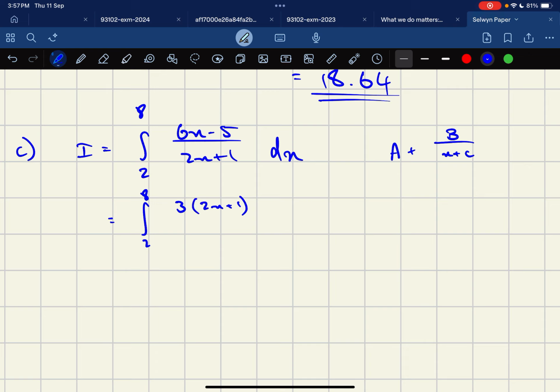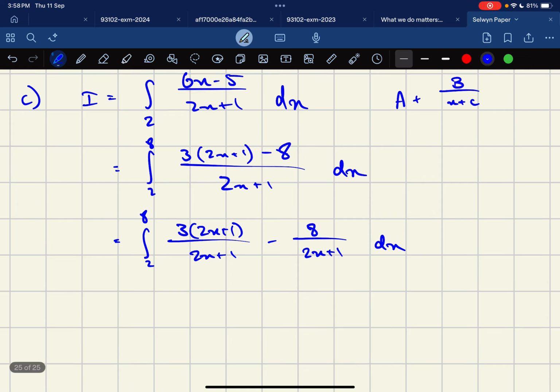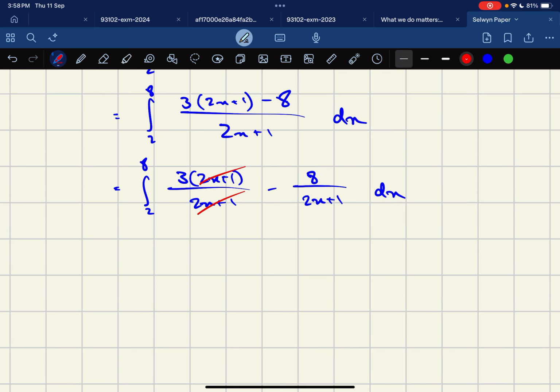And when you expand that out, you get 6x, which is what you want and what used to be there. But then you have plus 3, but initially it was minus 5. So how do you get from 3 to minus 5? Well, you minus 8. So all of that is still the same value, but rewriting it, we can separate this fraction out into 2a, so 3 times (2x plus 1) over (2x plus 1), minus 8 over (2x plus 1) dx. And then these 2x plus 1s cancel each other out.